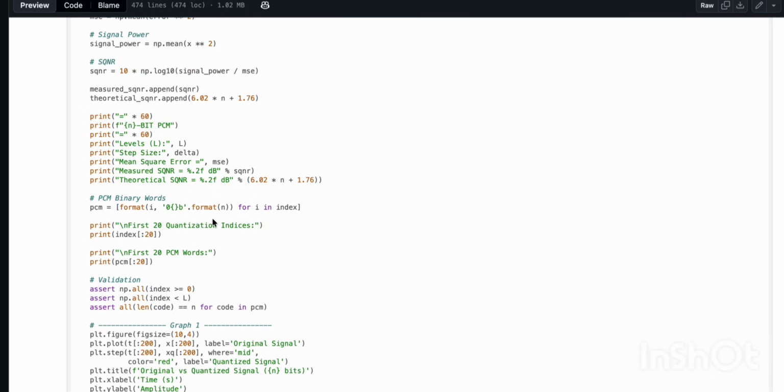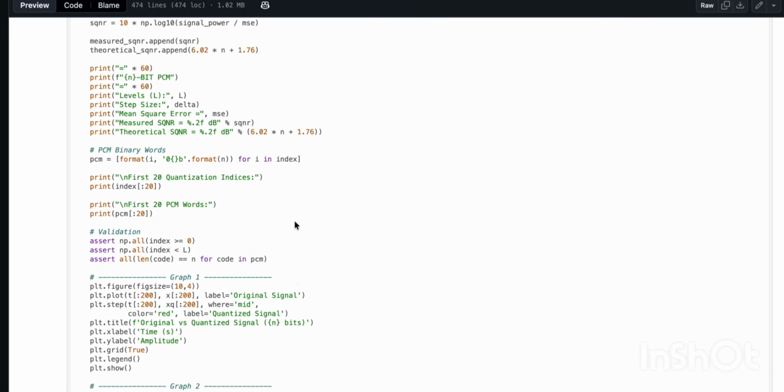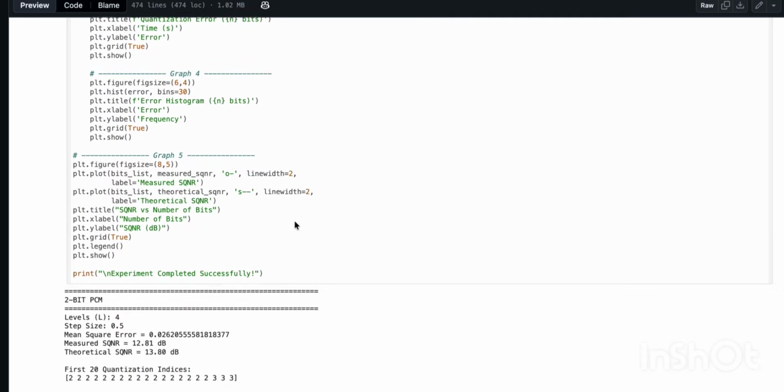Each quantization level is converted into an n-bit binary code. These binary codes are the PCM output and represent the digital version of the analog signal.